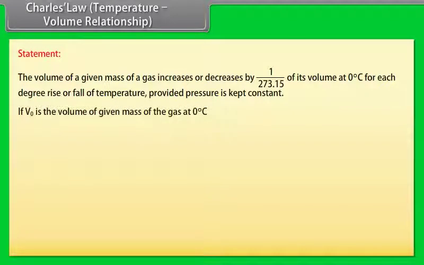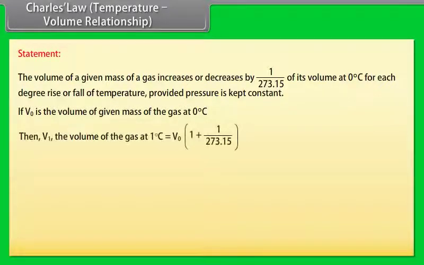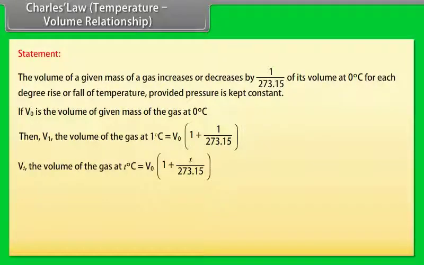If V0 is the volume of a given mass of a gas at 0 degrees Celsius, then V1, the volume of a gas at 1 degree Celsius, is equal to V0 into 1 plus 1 by 273.15. Vt, the volume of gas at t degrees Celsius, is equal to V0 into 1 plus t by 273.15.